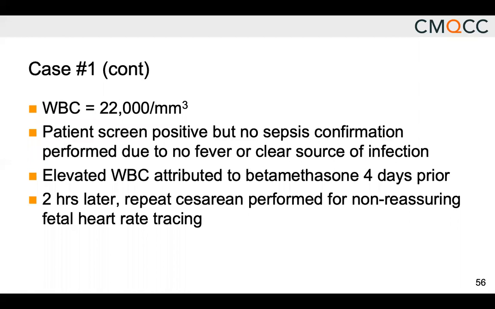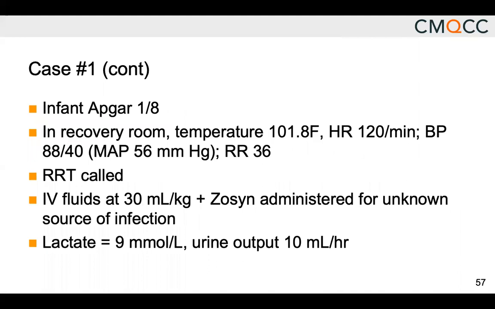And then what happened is the baby started getting late decels, minimal variability, and the decision was made that we needed to go back for a repeat cesarean. So 2 hours later, she had that C-section. Next slide. The infant APGARs were 1 and 8, and the baby went to the NICU.